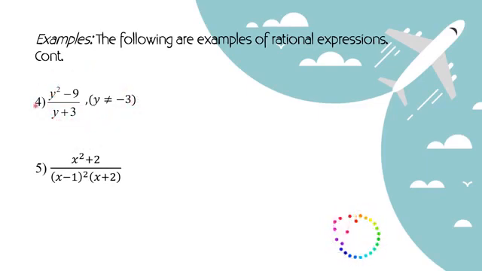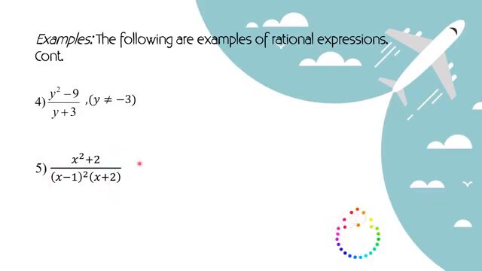So this example now is a rational expression. Okay, so let's proceed with example number 5. You have x squared plus 2 all over the quantity of x minus 1 squared times the quantity of x plus 2. Okay, so this given expression is a rational expression.